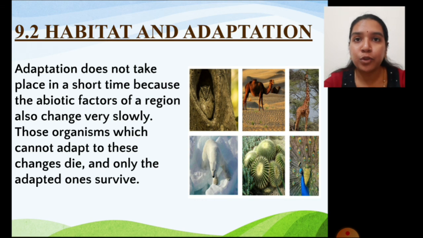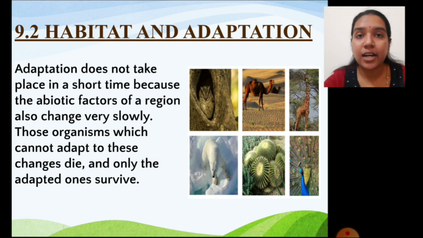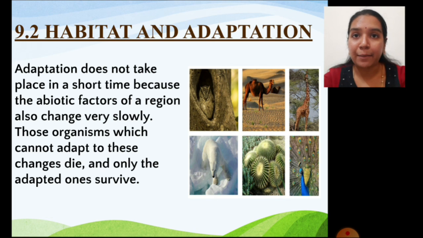Organisms adapt to different abiotic factors in different ways. This results in a wide variety of organisms in different habitats. In the coming classes, let us learn about different habitats, adaptations of different animals, and also the influence of abiotic factors on them.